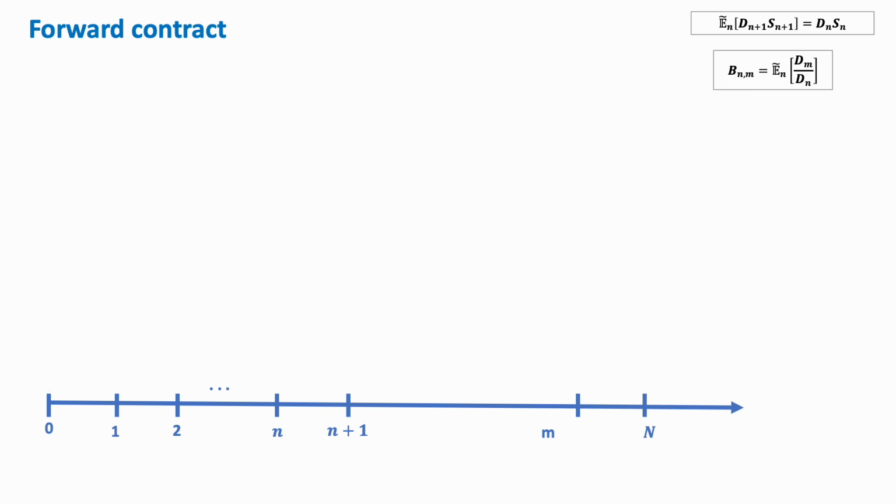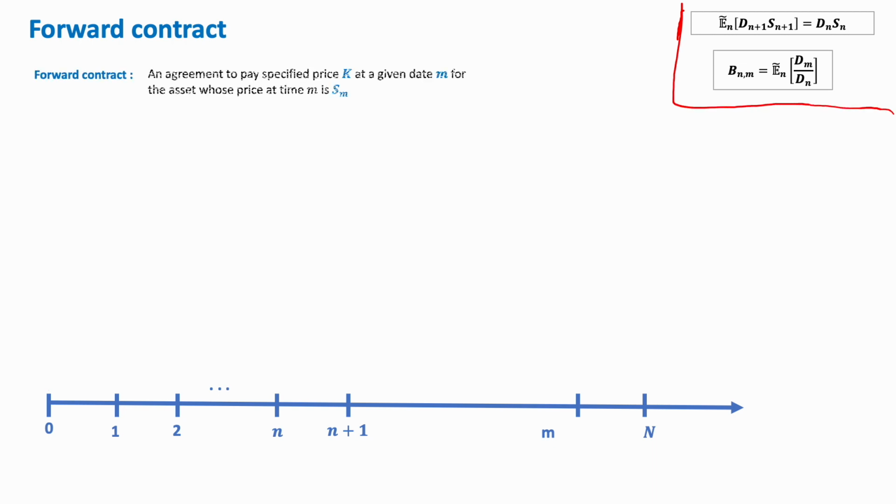Another way to think about it is that at time N, Dn is actually known. It's a constant. But we talked about this quite a bit in the video on zero coupon bonds, so I will stop there. These are two things that we're noting here, just to make sure we don't forget them.